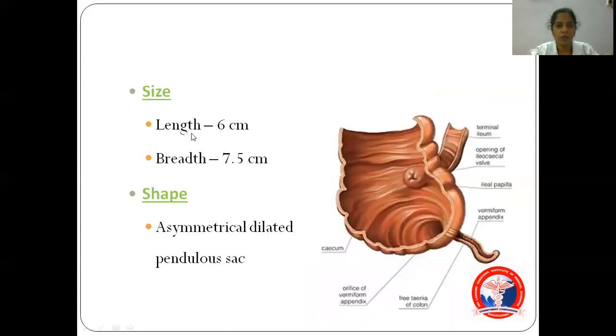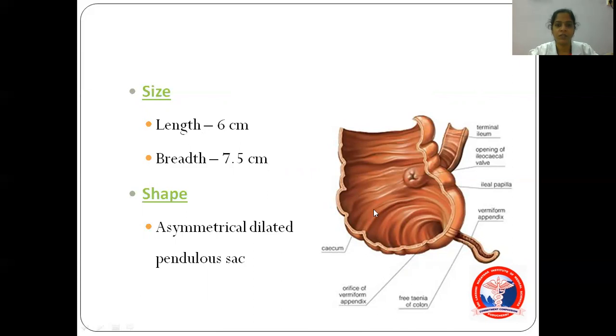Now, what is the size of the cecum? The length of the cecum will be around 6 centimeters. The breadth will be around 7.5 centimeters. So the breadth will be more compared to the length of the cecum. See, in this picture, the breadth is more, around 7.5 centimeters.